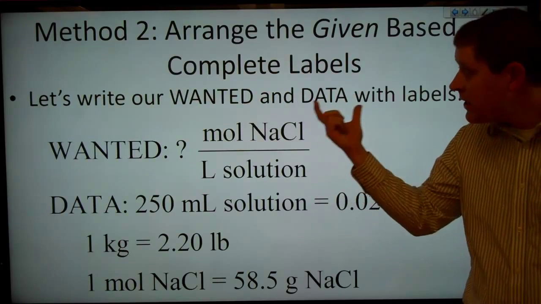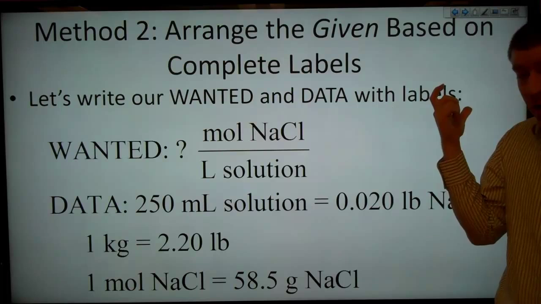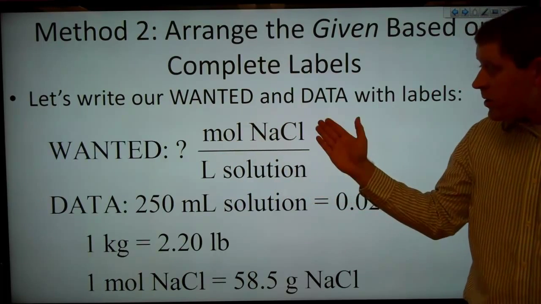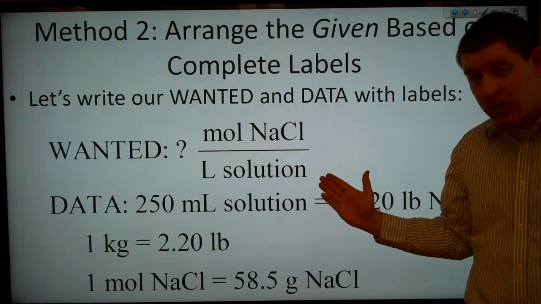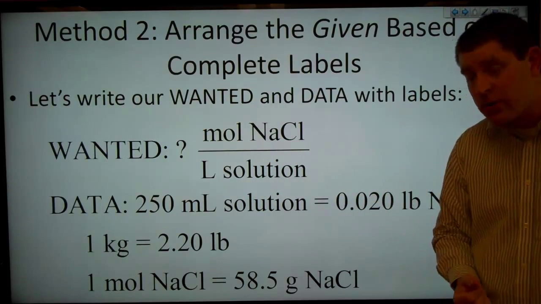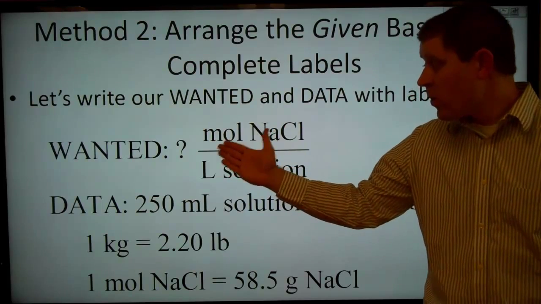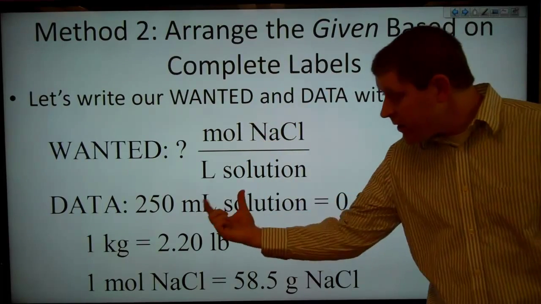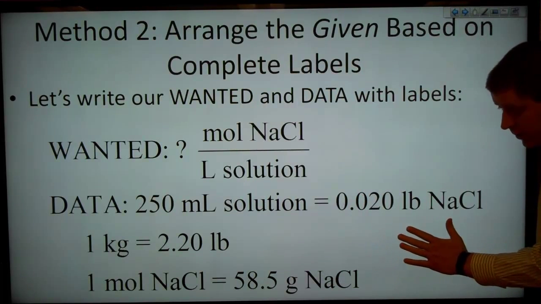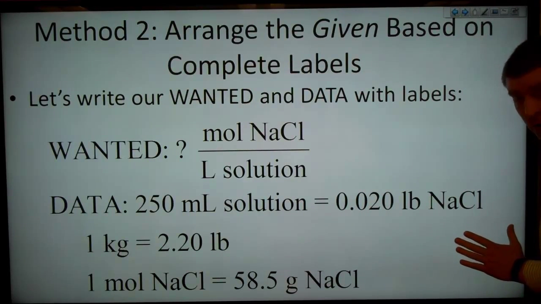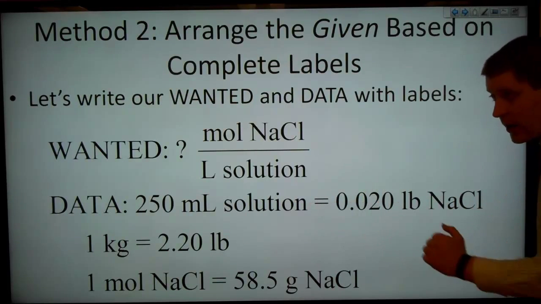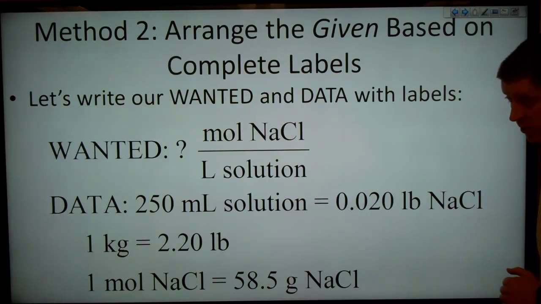So let's write our wanted and data sections with descriptive labels. So we want moles of sodium chloride per liter of solution. So this sodium chloride and solution there are the descriptive labels that we're adding. We're not just saying we want moles per liter. And then in the data section, we've got 250 milliliters of solution is equal to 0.020 pounds of sodium chloride, because we were told that that was the mass of sodium chloride we had dissolved in 250 milliliters of solution.